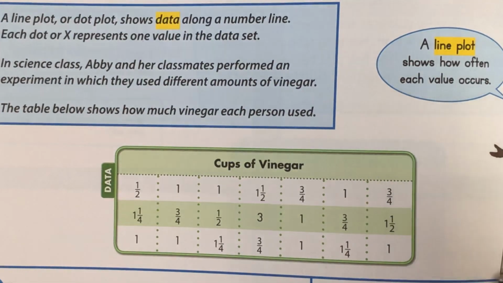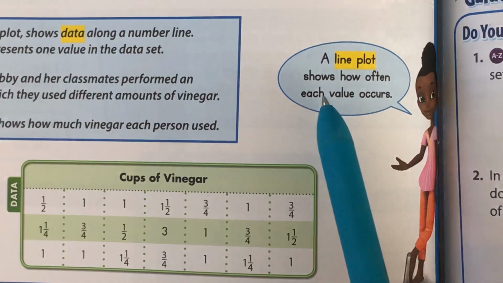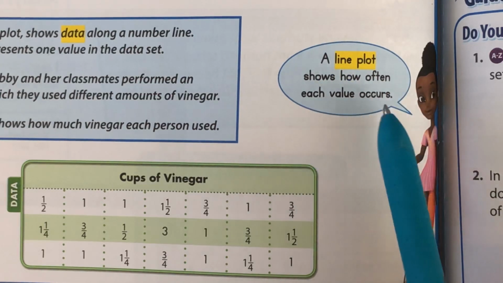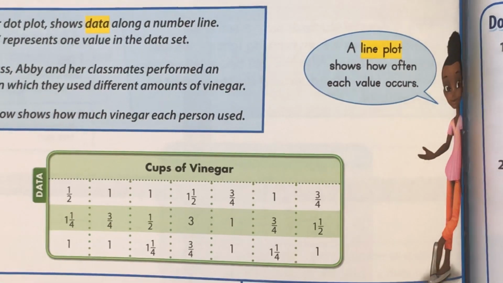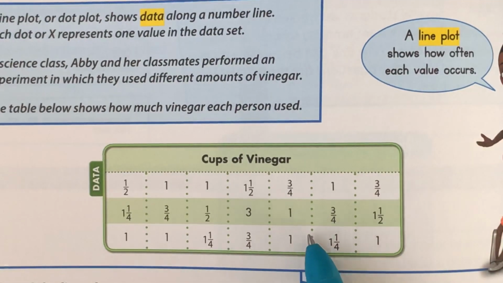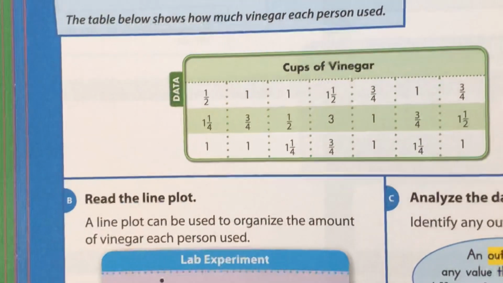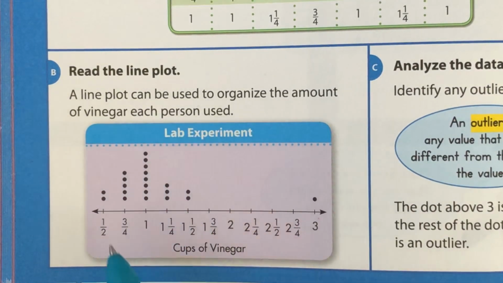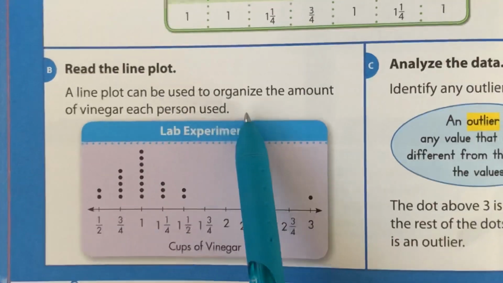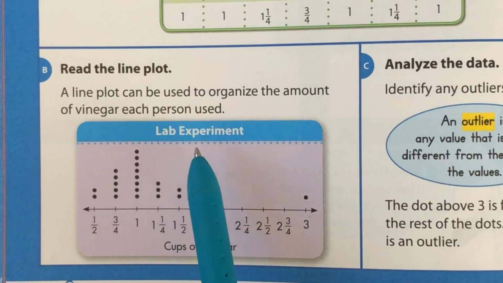And what it says in this speech bubble right here is, a line plot shows how often each value occurs. So first you need to know how to read a line plot. From this chart that Abby and her classmates collected, she made a line plot. This is an example of what a line plot looks like. A line plot can be used to organize the amount of vinegar each person used.